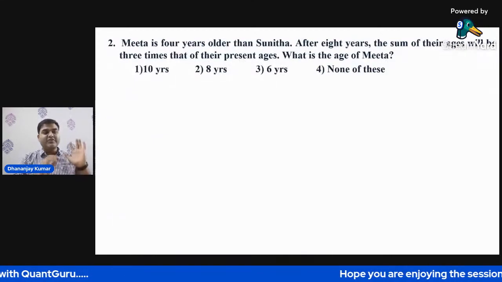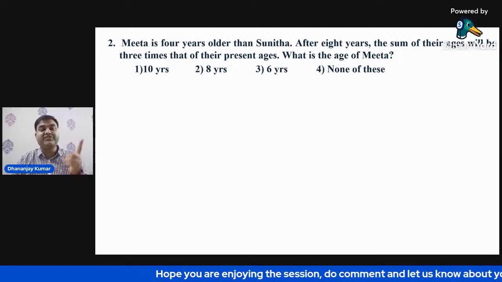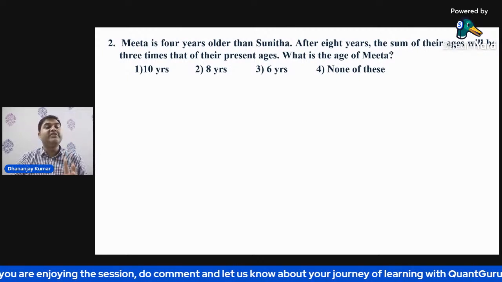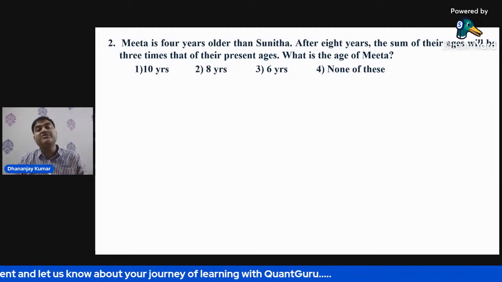The question is, Meeta is 4 years older than Sunita. After 8 years, the sum of their ages will be 3 times that of their present age. What is the age of Meeta?